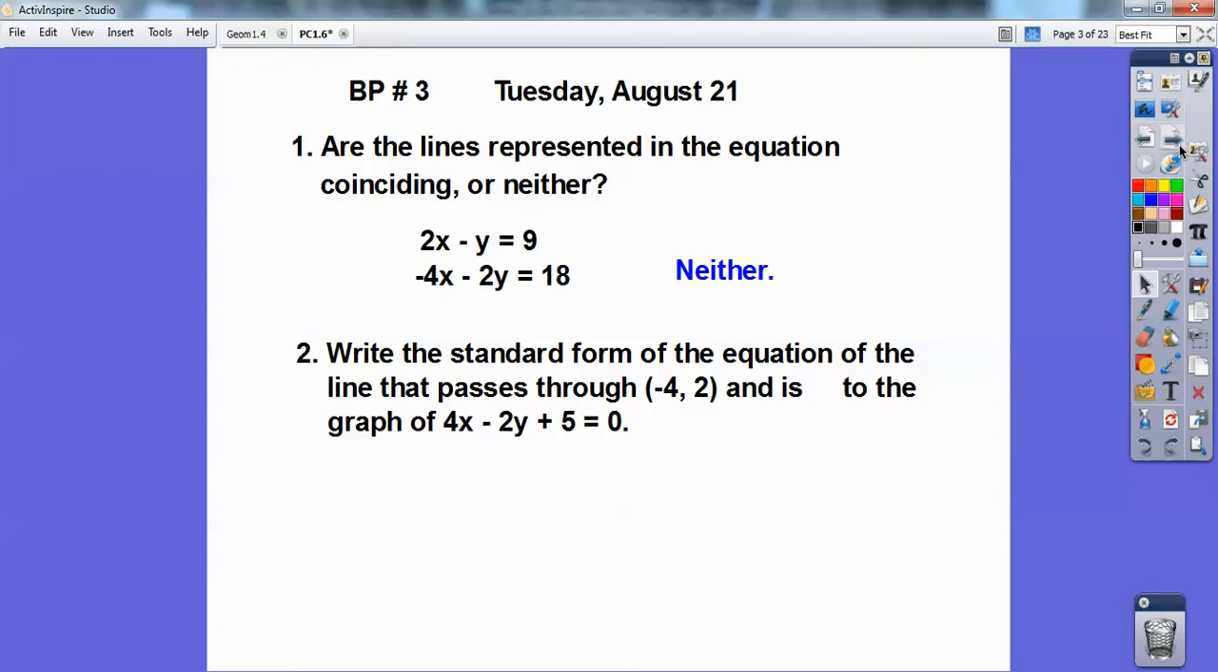Okay, so write the standard form of the equation of the line that passes through negative 4, 2, and is, what was that? And is perpendicular. I forgot to include that. So perpendicular right here to the graph of this line. Okay, so you got to find the slope. The slope of this line is negative 4 over negative 2, which is positive 2. So the perpendicular slope is going to be negative 1 half.